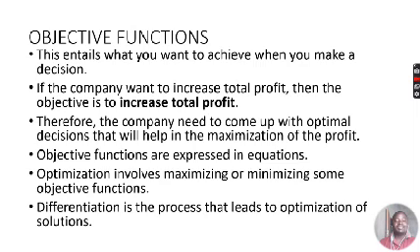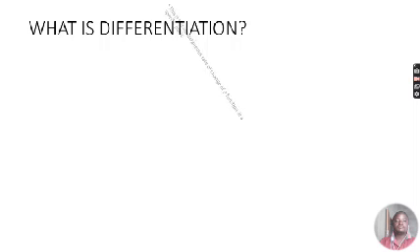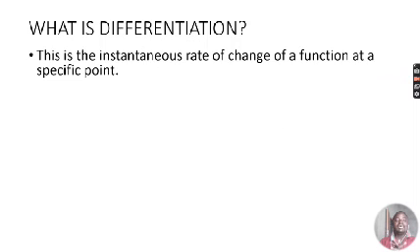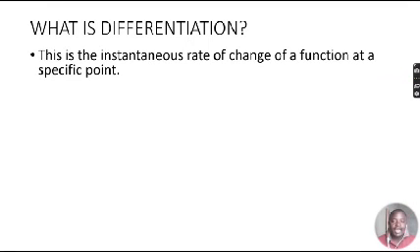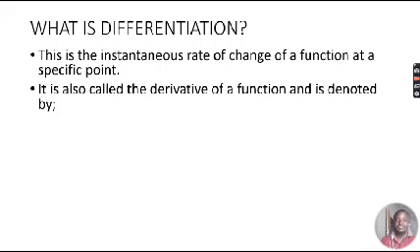Okay. Now, differentiation is a process that leads to optimization of solution. So if we want to optimize a solution, we do what we call differentiation. So let's answer this. What is differentiation then? Differentiation is the instantaneous rate of change of a function at a specific point. We understand that later. Let's continue.